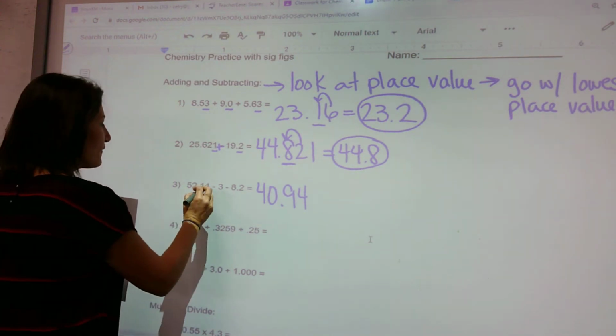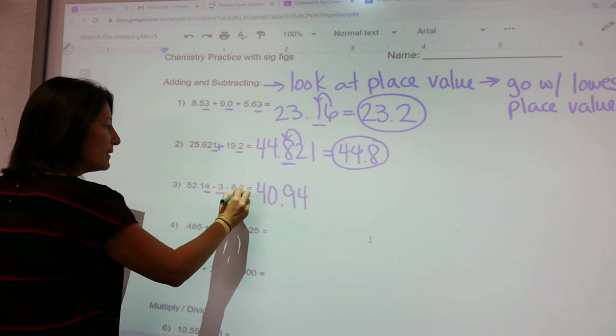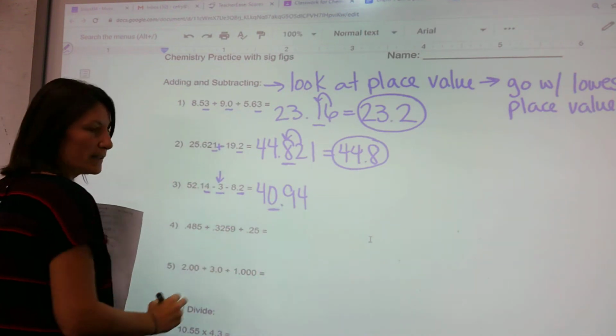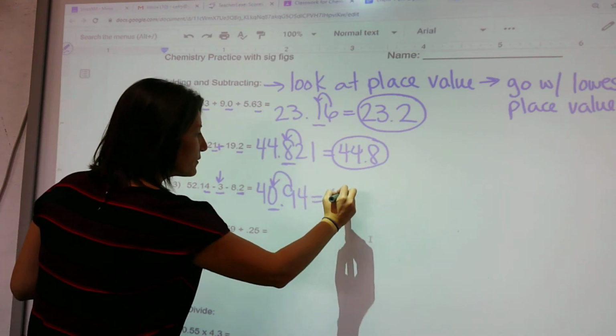If I'm looking at place value, I have hundredths, I have the 1 spot, and I have the tenths. The 1 spot is the lowest one, so I'm going to end in my 1 spot. Now that 9 will round that up, so my answer is 41.